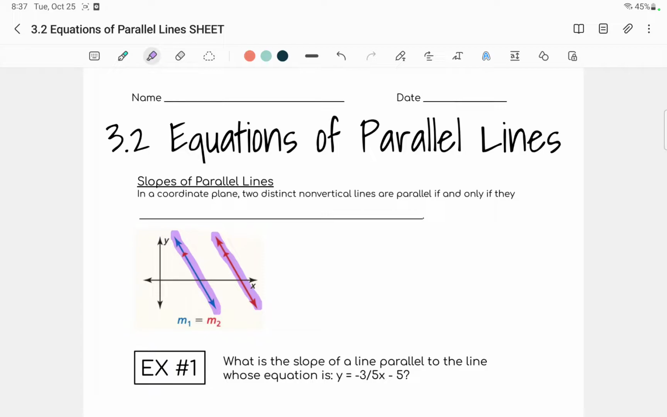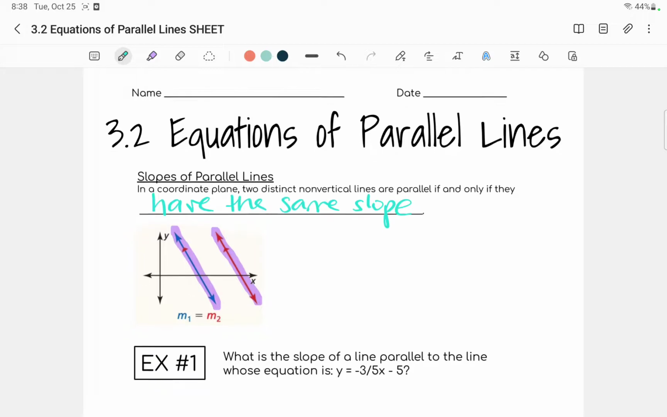So let's read this sentence. In a coordinate plane, two distinct non-vertical lines are parallel if and only if they have the same slope. So let's write that down. That's very important. I'm actually going to say that one more time. In a coordinate plane, two distinct non-vertical lines are parallel if and only if they have the same slope. So that's all we need to know really for this lesson.